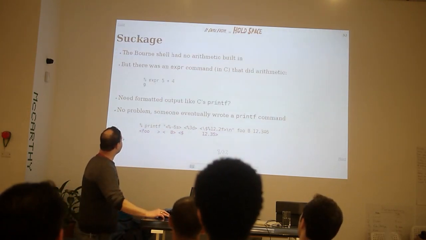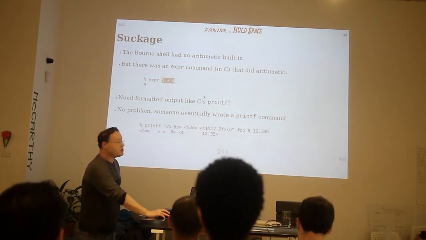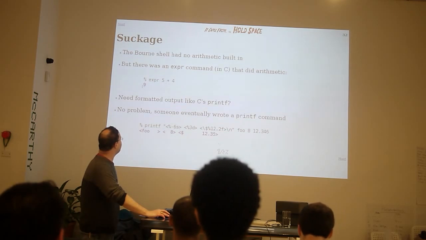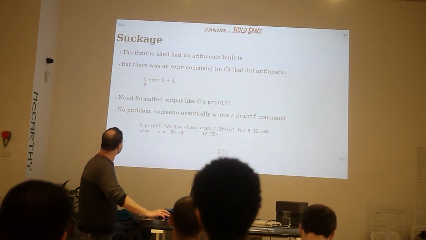Anyway, there was an external command written in C called expr, and you would give it a bunch of arguments describing the calculation you wanted to do. You say expr 5 plus 4, and then it would print the result to the standard output.